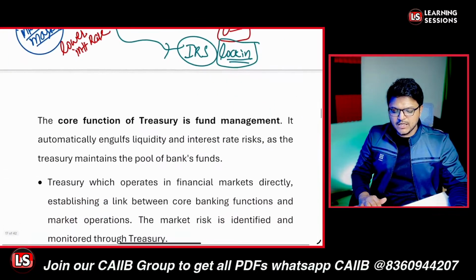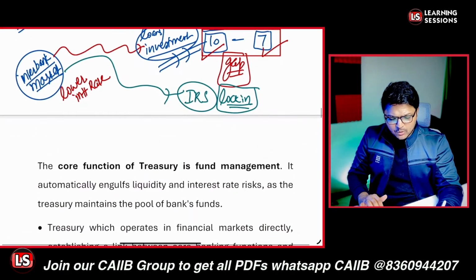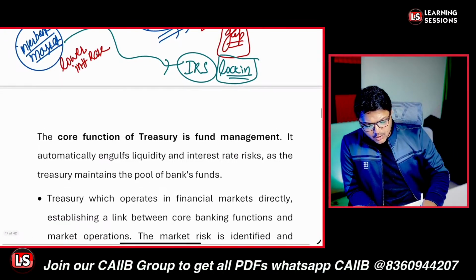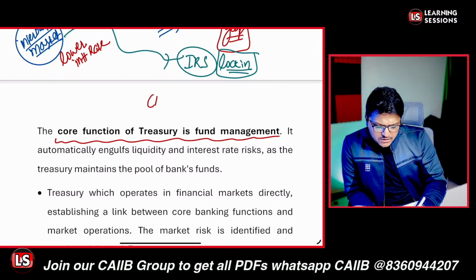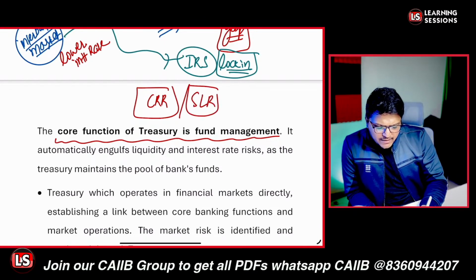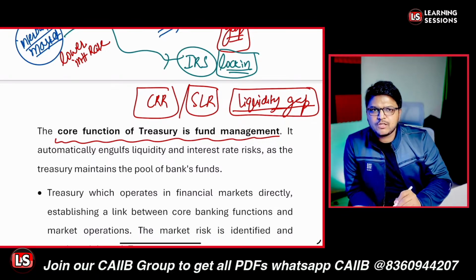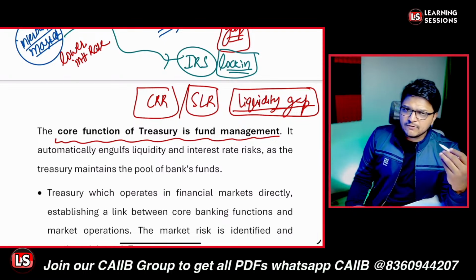Okay, now we are going to learn about the role of treasury in ALM. I've already told you the ideas, but let's learn more about it, right? First of all, fund management is a core function of the treasury. Funds are to be managed. Why? Because the treasury is to manage the CRR and SLR requirements, and if there is any kind of liquidity gap, that is also to be managed by the treasury. So the treasury is to anticipate what amount the bank may require for the different time horizons.